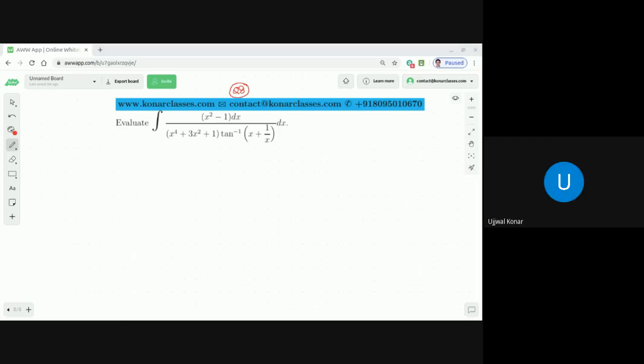Are you able to express those two expressions, x square minus 1 and x power 4 plus 3x square plus 1, in terms of x plus 1 by x? Not? Let me help you.